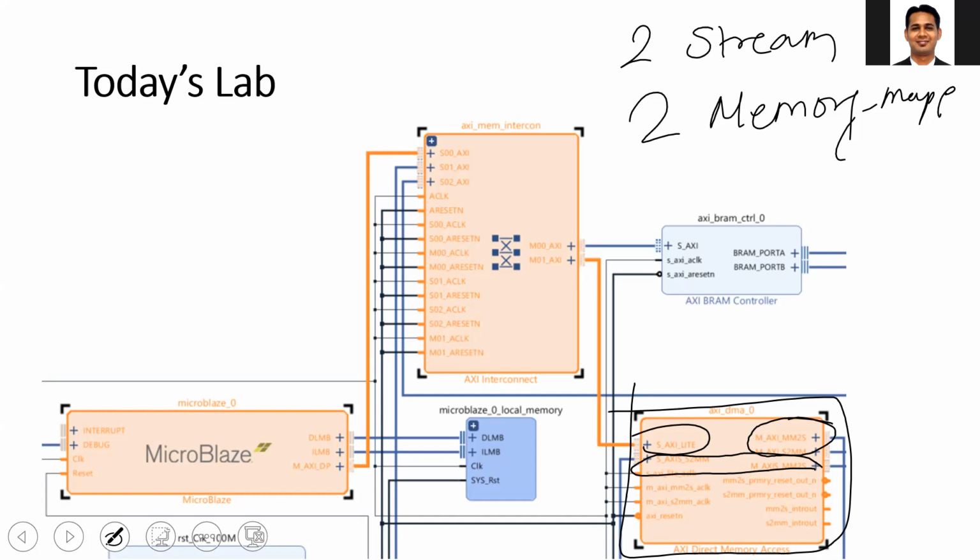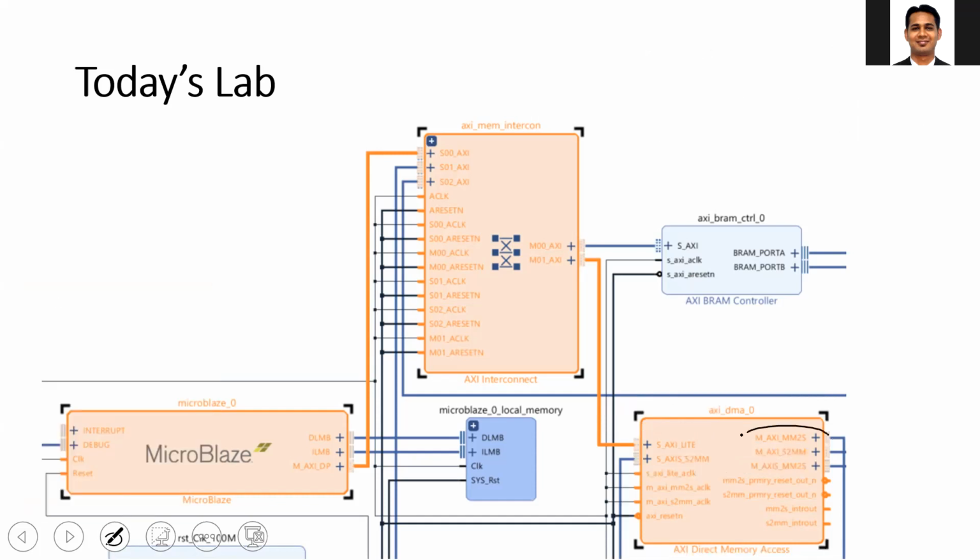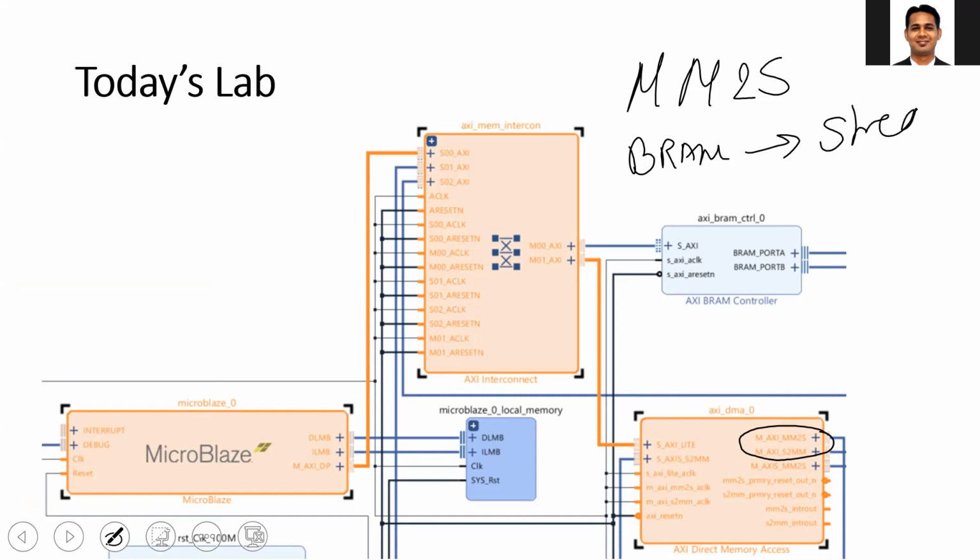Now let's focus on the memory mapped ports. These are the two memory map ports. Who is the master on these? Your DMA is the master. The first port is the MM2S, which reads the data from the block RAM and converts it into the stream interface. The second one is the M_AXI S2MM. What does S2MM do? It does the opposite task: it takes the data from your IP in the stream protocol and converts it into memory map so that it can be passed to the corresponding block RAM.